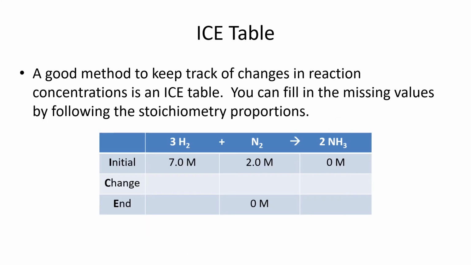So finally, a really useful tool that we're going to use a lot is called an ICE table. So what you do is you use it to keep track of concentrations that are changing. ICE stands for initial, so those are all initial concentrations that you have at the beginning of a reaction. C stands for change, how do the reactants and products change relative to each other. And E is for the endpoint. Once the reaction is over, how much do we have left in each component?